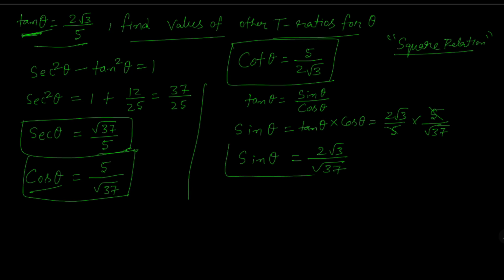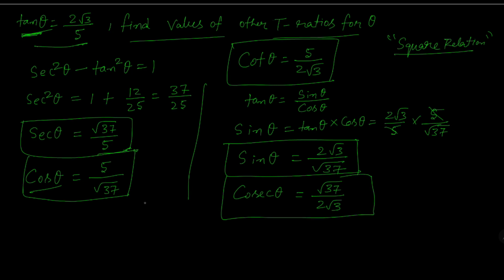As I said earlier, you could have used triangle also. But right now, to focus on the formula and remember the formula, this is how we can use them. Then once you get sin theta, cosec theta will be inverse of sin theta, and that is root 37 upon 2 root 3. So for any given angle, if one ratio is given, you can find all the other ratios. Now let's look at the next part, which is the values of trigonometric ratios for specific angles.